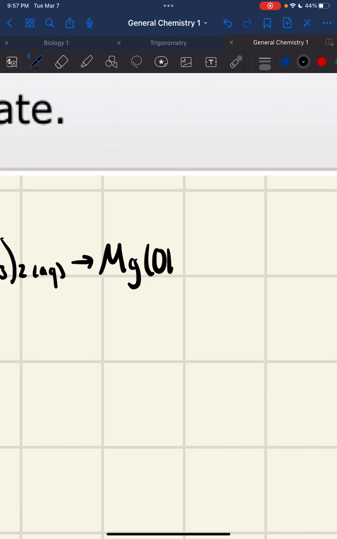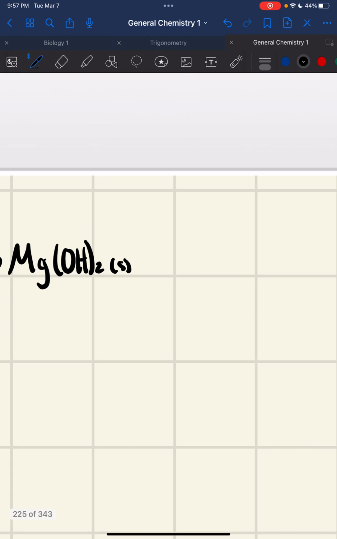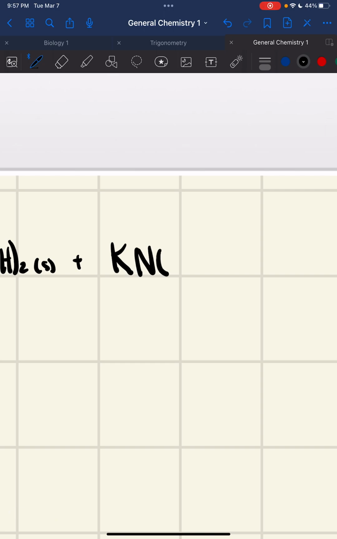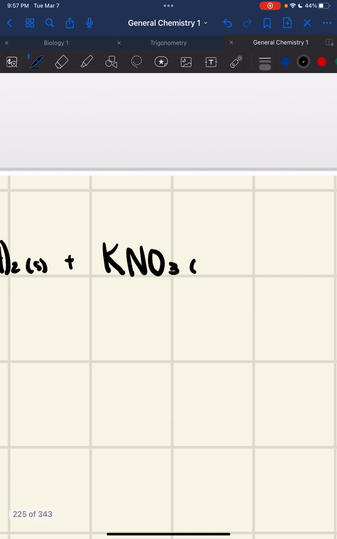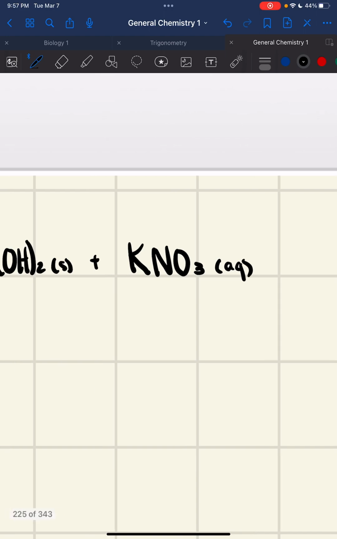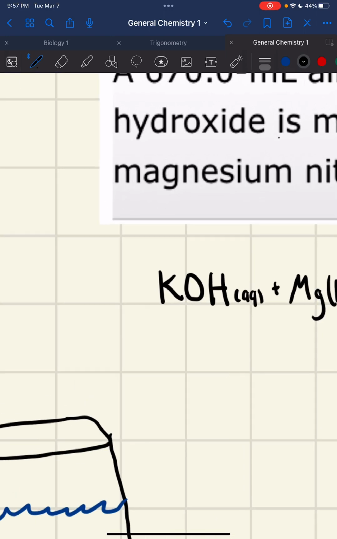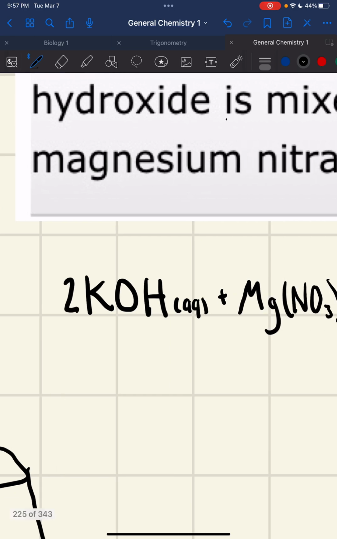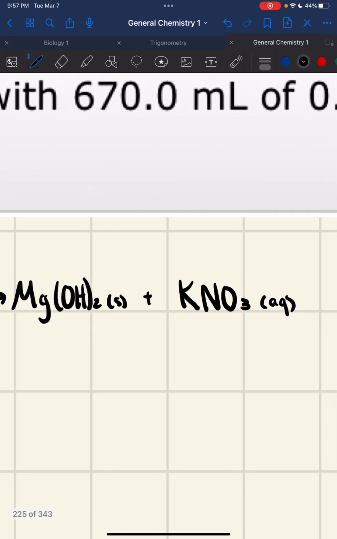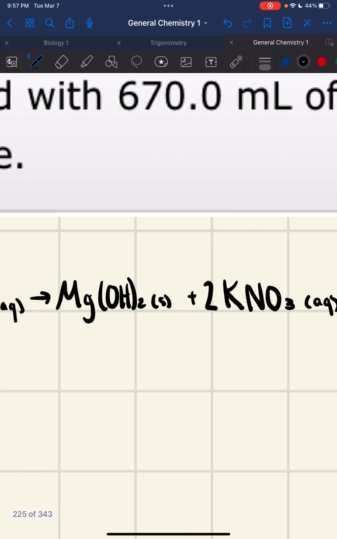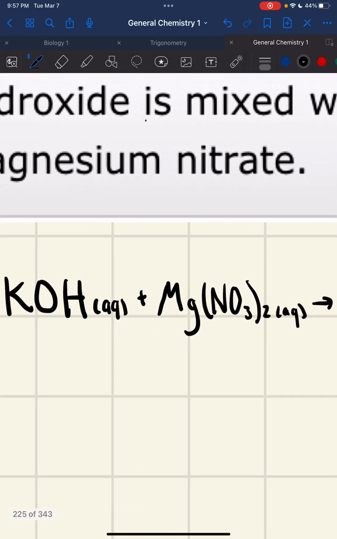magnesium hydroxide, which is going to be our solid in this because of our solubility rules. It's a weak electrolyte, so it does not disassociate. And then you're going to add potassium nitrate, and that's aqueous because it's a nitrate as well. And you're going to need to balance it. So now we need to put a 2 right here, and we're going to throw 2 right here. And I believe our reaction should be balanced.